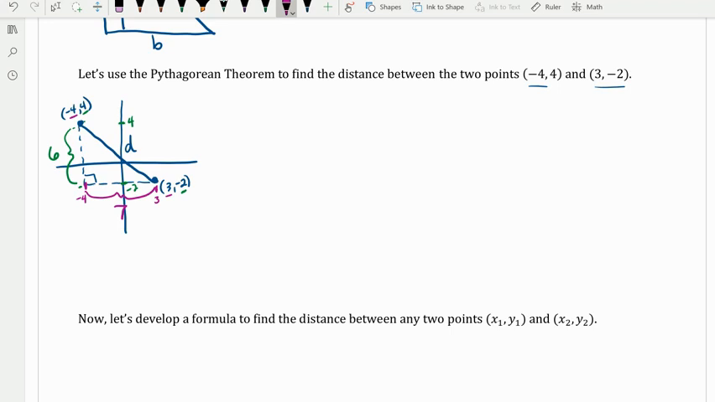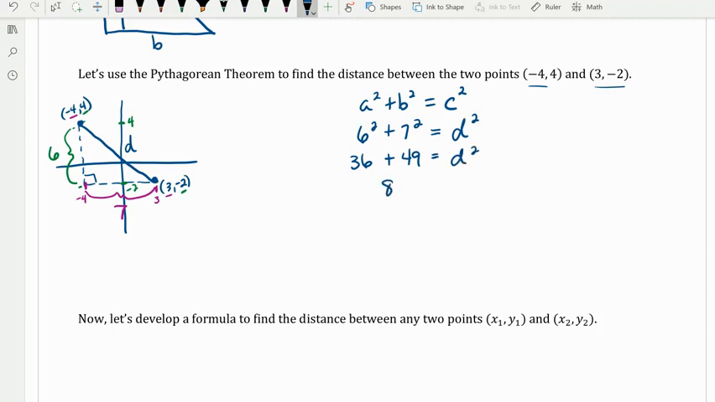Well, now I've got two sides of my right triangle, so I can use that a squared plus b squared equals c squared. My a and b are 6 and 7. Those are the two legs of my right triangle. So I'm going to do 6 squared plus 7 squared equals, I'm trying to find that distance, which we call d, so I'm going to call this now d squared, which is our distance, right? Okay, so then 6 squared is 36, 7 squared is 49, and then if I add those together, that's 85.